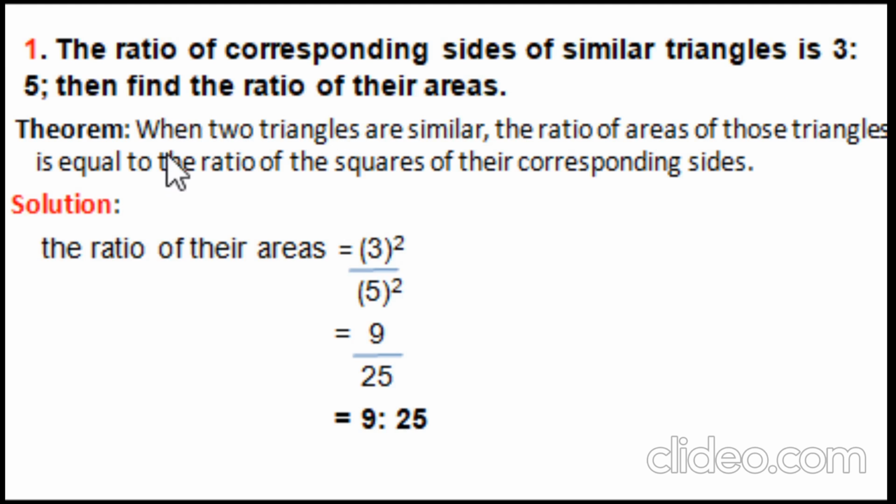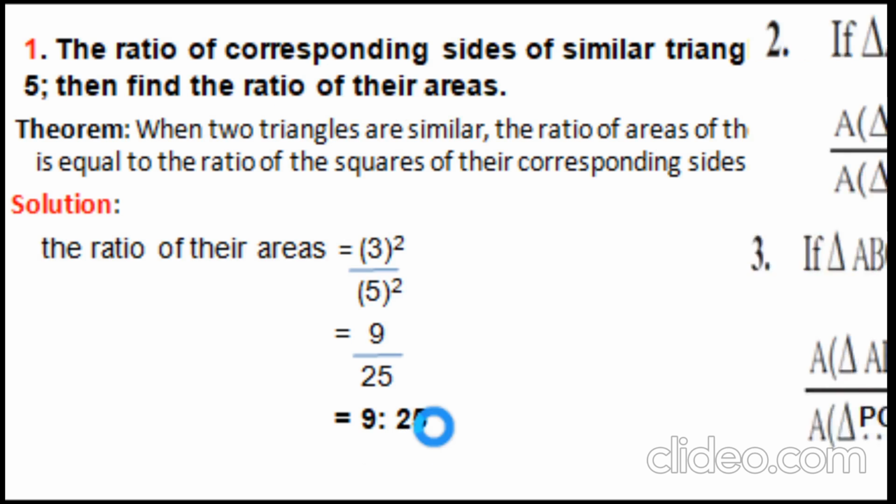So by using this theorem, since the triangles are similar, the ratio of their areas is equal to the ratio of the squares of their corresponding sides. 3:5, so square of 3 upon square of 5, 9 upon 25, 9:25. So the ratio of their areas is 9:25.